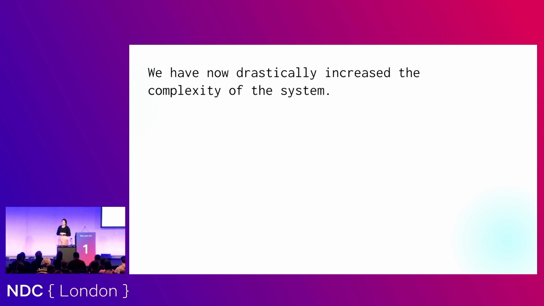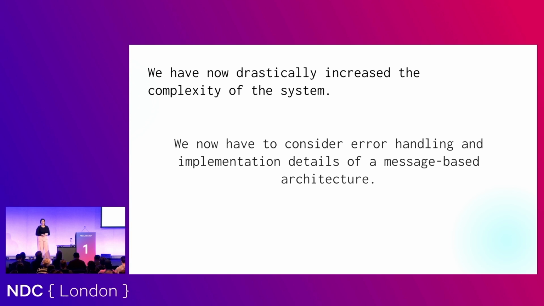Right. So we have drastically increased the complexity of the system. You need to know that. We've now got a message broker. We've got these strict rules that we have to adhere to. This is much more complex. We have to consider error handling and implementation details of message-based architecture. And now you need to do a workshop and another talk on event-driven architecture and messaging and all of that. That's the next one you need to do.